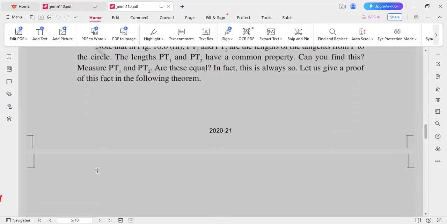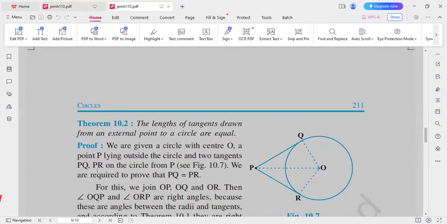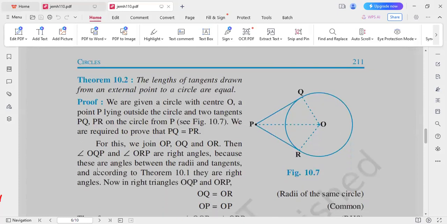Okay. So this was our theorem. So see, it is written also. The lengths of the tangents drawn from an external point to a circle are always equal. Got it? So here what will be equal? The length of PQ will be equal to the length of PR. Got it, Manya? This is a theorem.